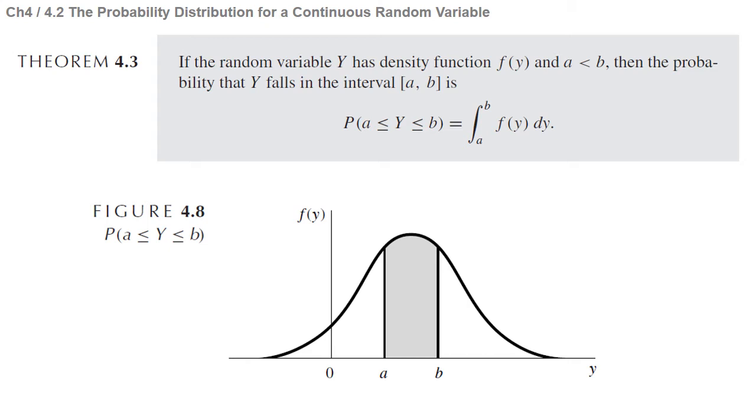Next one is theorem 4.3. If the random variable Y has density function f_Y and a is less than b, then the probability that Y falls in the interval a to b is this. To calculate the probability from a to b, you can integrate the probability density function from a to b. And actually, the derivation of this is kind of intuitive. You get the probability by integrating the density over the interval from a to b.